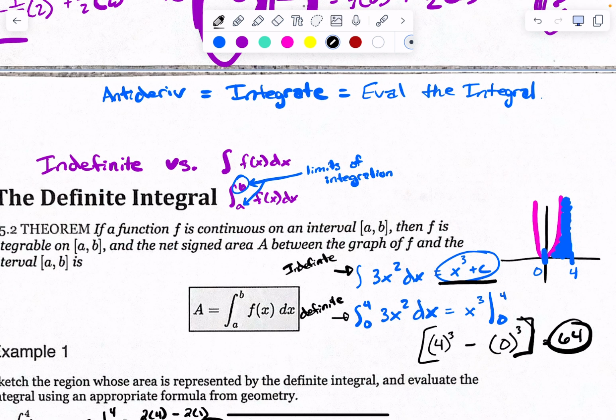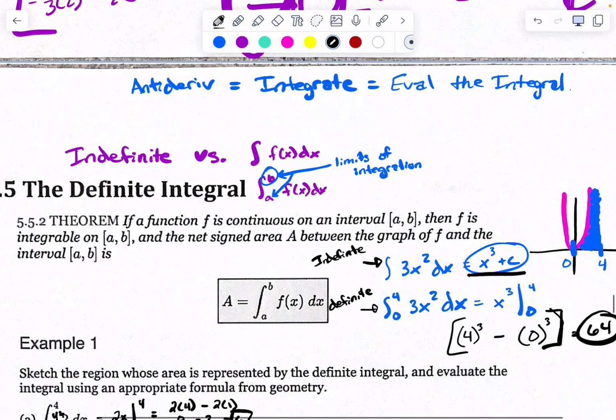Okay. Sorry, guys. I forgot to record. But we just got through the first example, so I'll backtrack here.